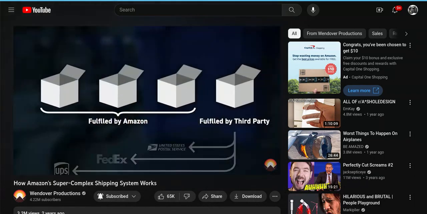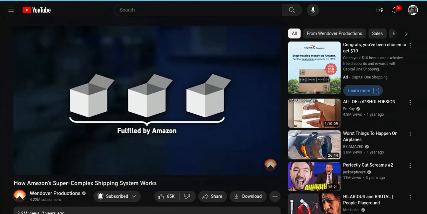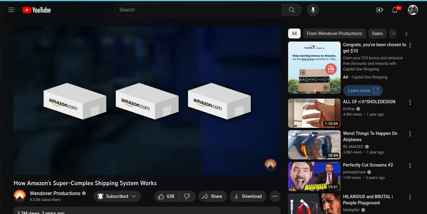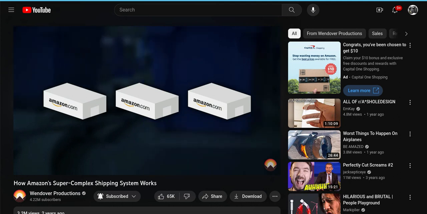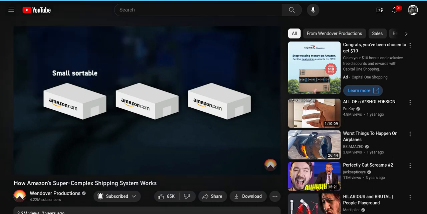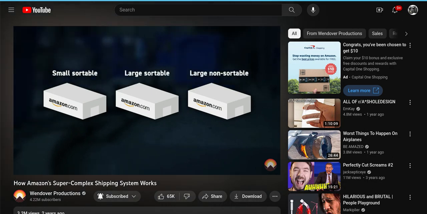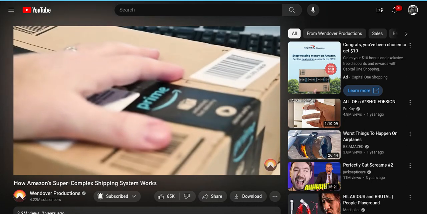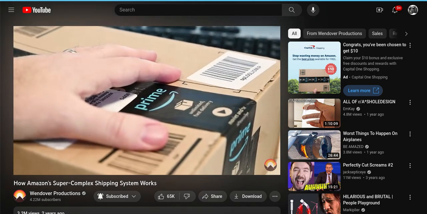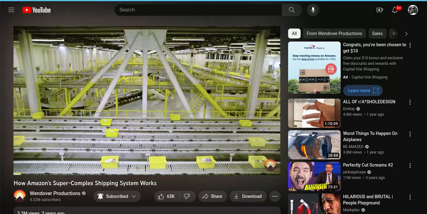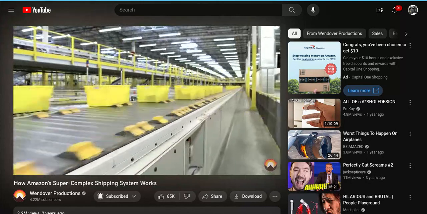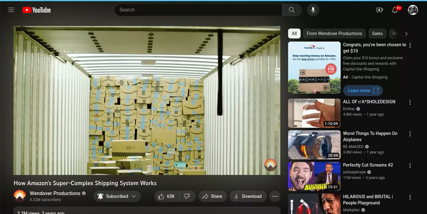What's different is how the other 3/4 of Amazon packages in the US get to you, the ones that are fulfilled directly by Amazon. The path that these take depends first on how big the package is. You see, Amazon's fulfillment centers are more or less split into 3 categories: small sortable, large sortable, and large non-sortable. That first category, small sortable, represents the bread and butter of Amazon's business. These are items that are less than 12 by 16 by 6 inches or 30 by 40 by 15 centimeters in size and about 25 pounds or 11 kilograms in weight.